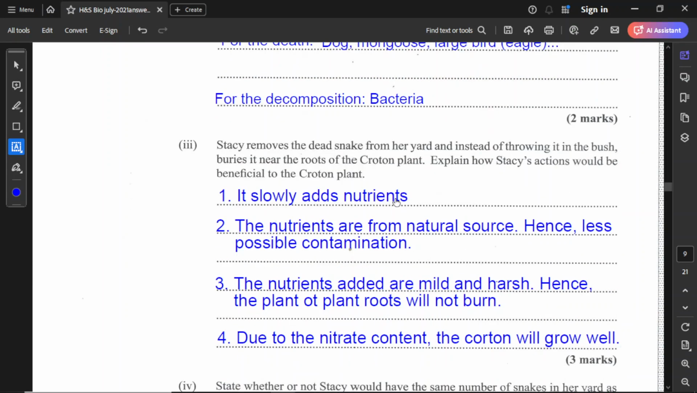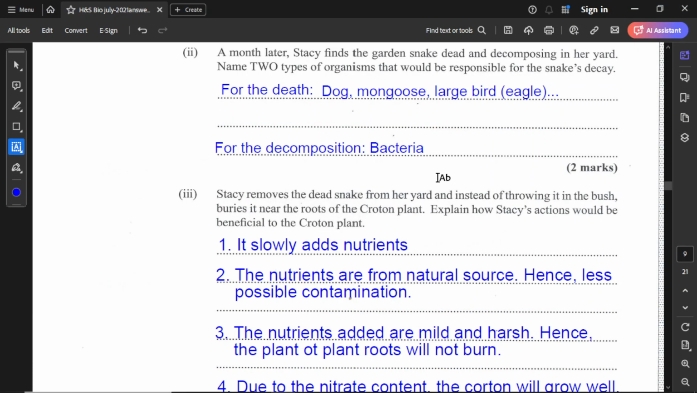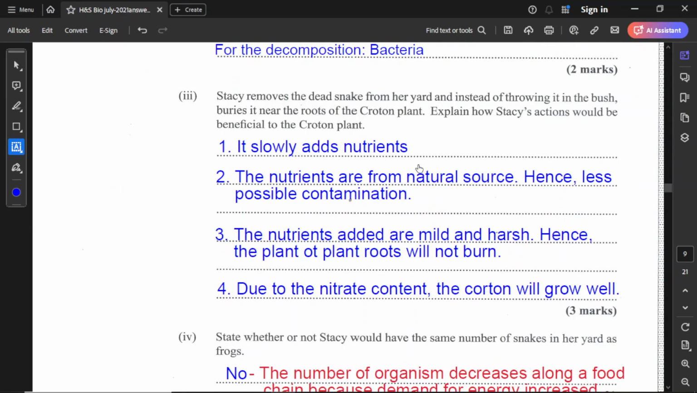All right, and of course, worms could feed on the snake as well. Just to make mention of that, because actually I asked you what's responsible for the snake's decay. So decomposition will be any detritivores such as bacteria, worms, fungi. All right, but I just mentioned the death right here. They didn't ask for that, but yeah. All right, so for decomposition, bacteria, worms, and fungi. So any detritivores could actually cause the decay. Or in simple terms, decomposers.